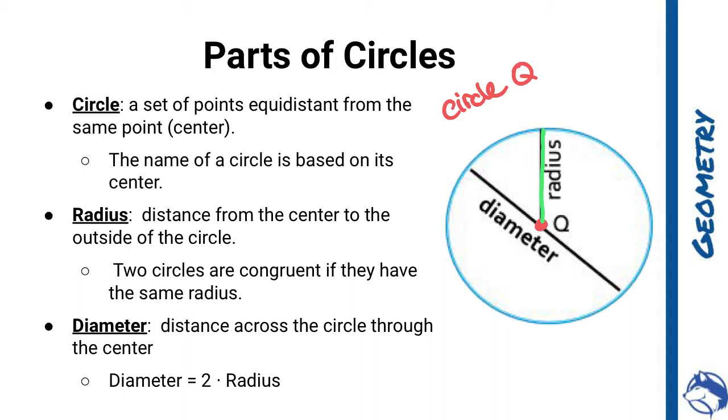And then we also have the diameter, which goes all the way across. And what's cool about the diameter is that it's 2 times the radius, because both of those are radiuses right there. A lot of times we abbreviate the radius as just r and the diameter with just a lowercase d.